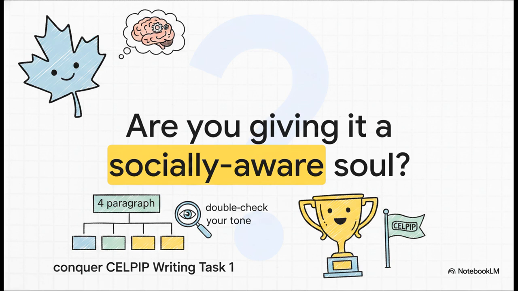Rely on that contextual decision tree, practice the golden 4-paragraph model, and always double-check your tone. Think about the last practice email you wrote. If a real Canadian read it right now, would they feel respected or offended?